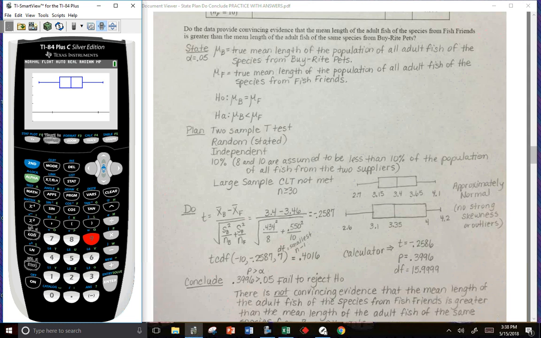And then make your conclusion. We know that's greater than 0.05. We say fail to reject H0, so this is not convincing evidence.